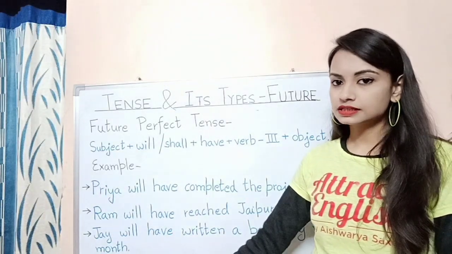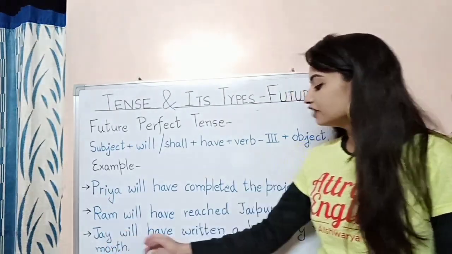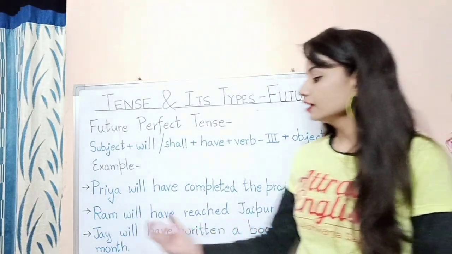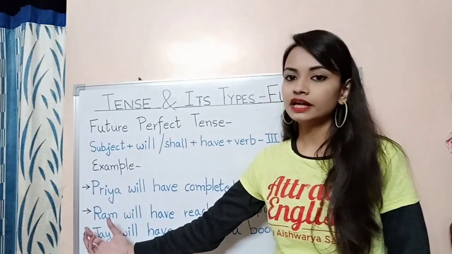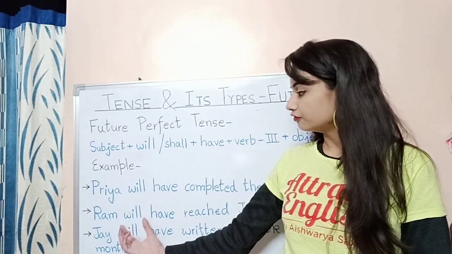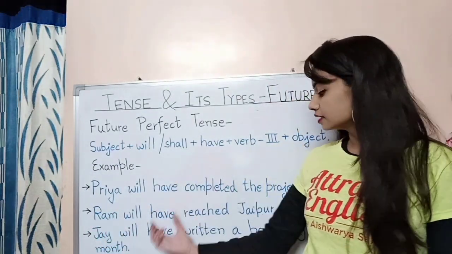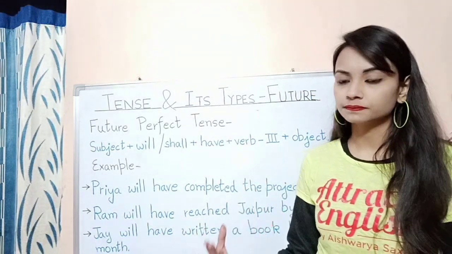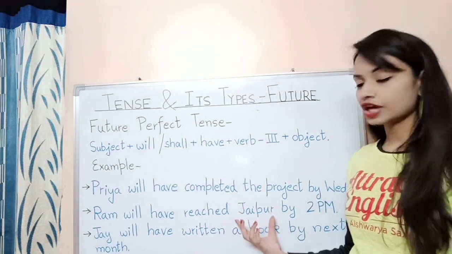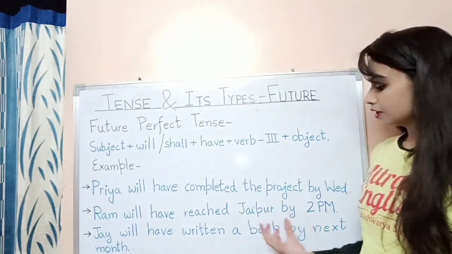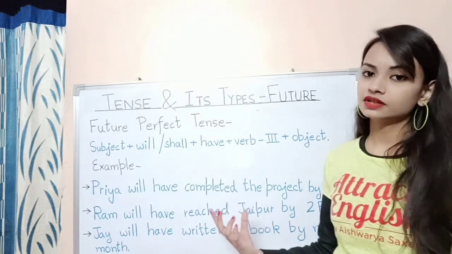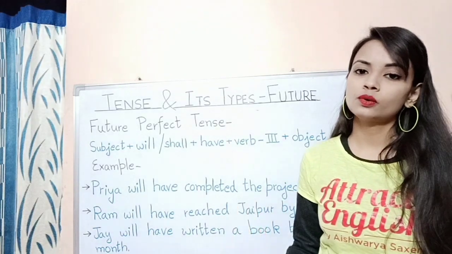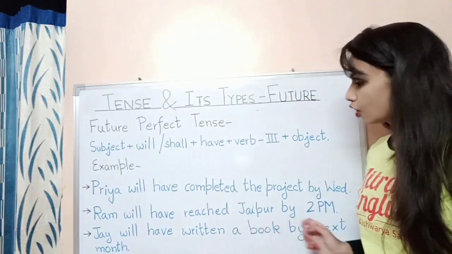Now discussing the second example, Ram will have reached Jaipur by 2 p.m. Here Ram is the subject, it is a noun. Then will, have as it is, reached. It is the third form of verb reach. Then Jaipur by 2 p.m. So this Jaipur is answering the question where, and by 2 p.m. is answering the question when. So this is the object here.